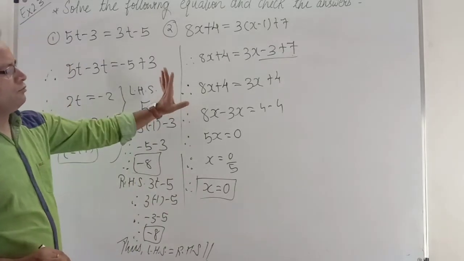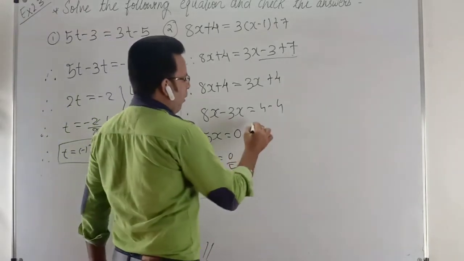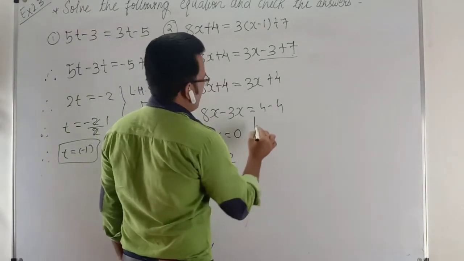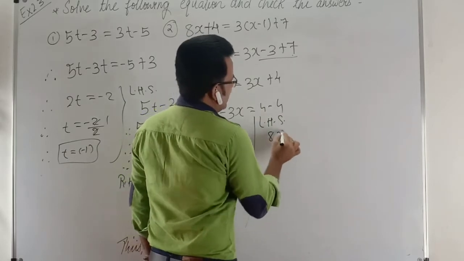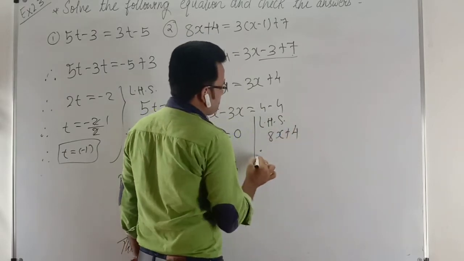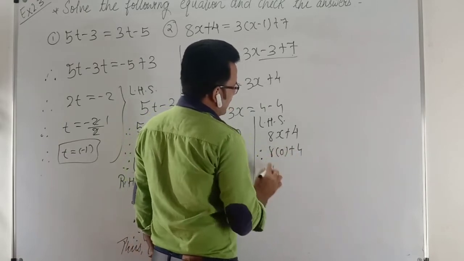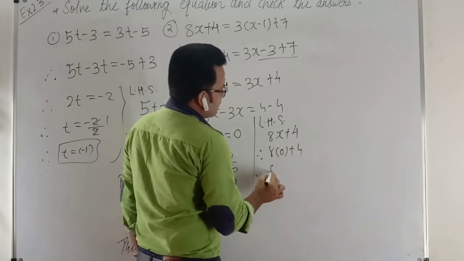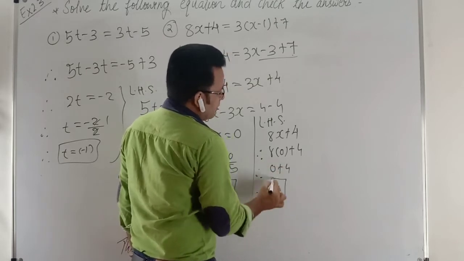Now this value you have to substitute into the brackets. LHS, that is 8x plus 4. 8, value of x is 0, plus 4. 8 into 0 means 0 plus 4. Therefore, your LHS is 4.